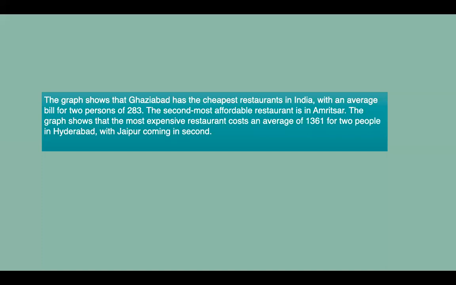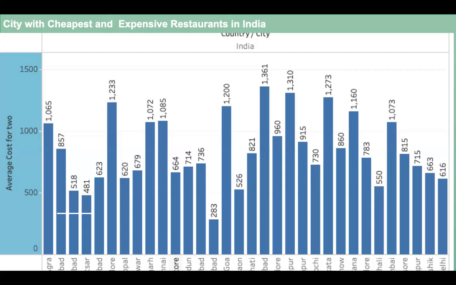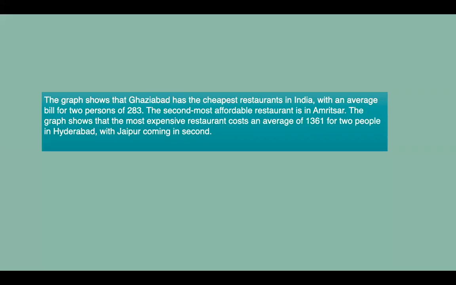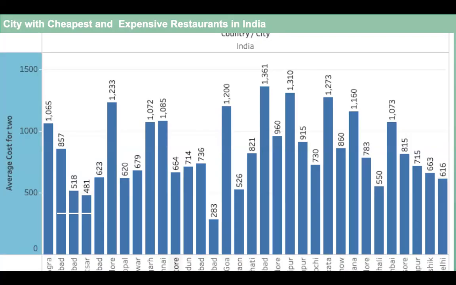The graph above shows that Ghaziabad is the cheapest place in India, with an average bill of 283. The second most affordable is Amritsar. The graph shows that the most expensive restaurants average 136 for two people in Hyderabad, with Jaipur coming in second. This is what the graph shows.